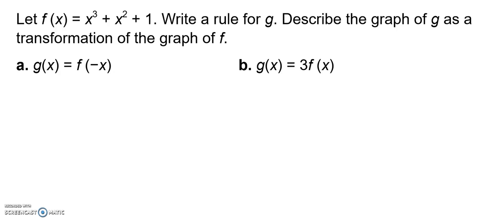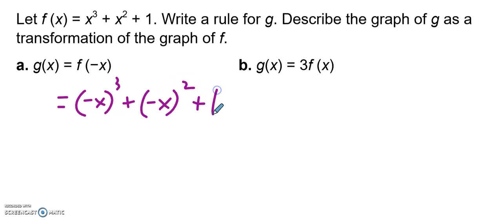So for A, if I have g of x equals f of negative x, this is literally saying to plug in a negative x wherever there's an x, right? Well, what happens here if I square a negative? It goes away, right? Squaring a negative just makes it positive. And here we already saw this earlier, right? I said that writing negative x to the third or writing the negative outside is the same thing. So in this case, g of x is actually going to simplify to this.